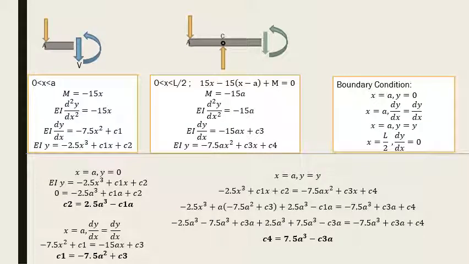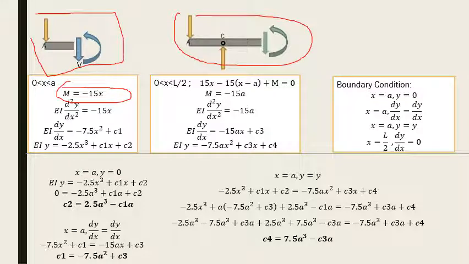To get the FBD, I divide the beam into two parts and divide it again into two parts to find the moment of its load. The first part is when x is greater than 0 but less than a. This is to find the moment. The moment is minus 15x. We do the same thing with the second part.